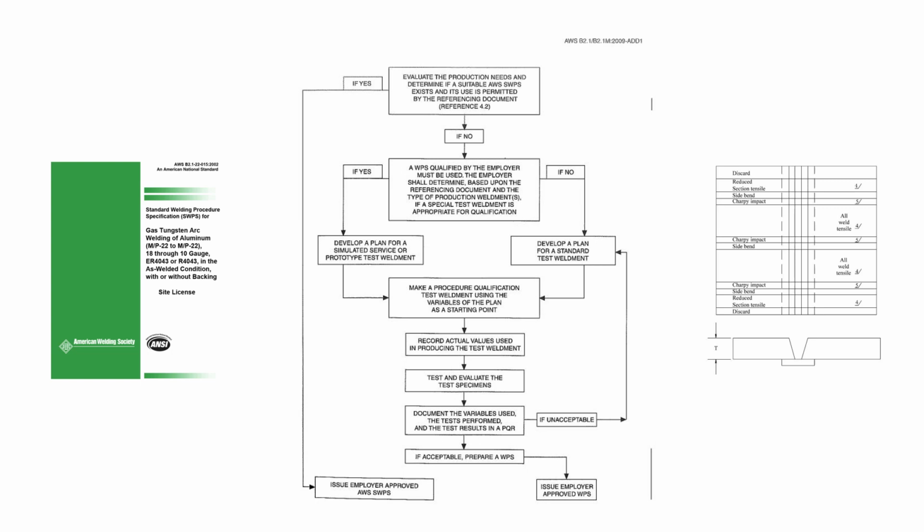And then the rest of that decision tree is we've got to qualify a weld procedure, and then we've got two different ways we can go on that. We can do a simulated service or prototype test weldment, or just a standard weld test weldment. And then we're going to do the procedure qualification test weldment, and then we just work our way through this little flow chart. And then at the end, we write a WPS.